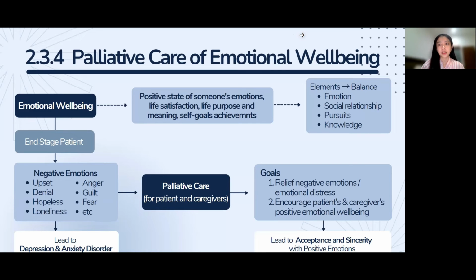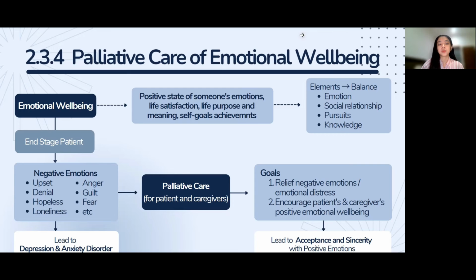It consists of several elements that should be balanced: emotion, social, relationship, pursuits, and also knowledge. In end-stage patients, usually they will show negative emotions: upset, denial, hopelessness, loneliness, anger, guilt, fear, and so on.